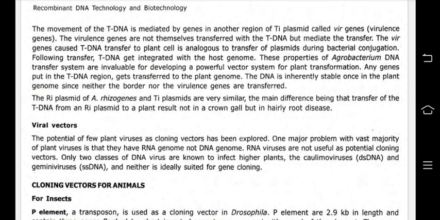The Ri plasmid of A. rhizogenes and Ti plasmids are very similar. The main difference is that transfer of the T-DNA from an Ri plasmid to a plant results not in a crown gall but in a hairy root disease.